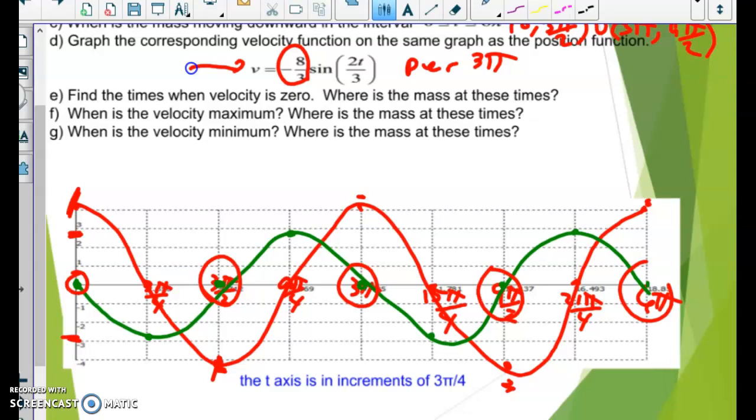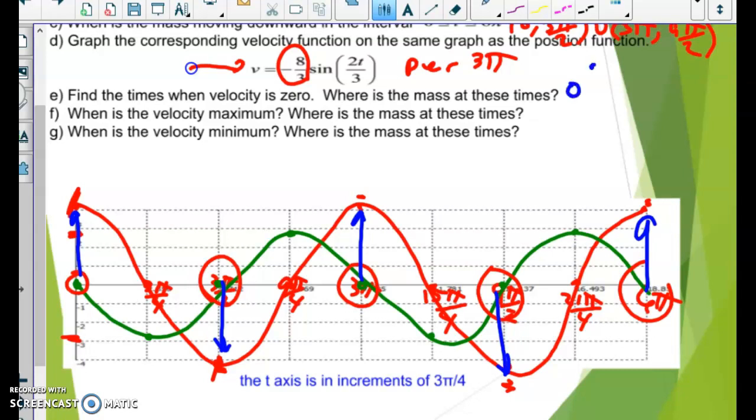And look at what's going on with the original graph at those points. Those points, it's either at its highest point or it's at its lowest point. So each of those values is where the position has stopped going up and is starting to go down. So for that split second, when the spring is at its highest point or at its lowest point, it stops going up or going down. So those are the points we're going to call them.